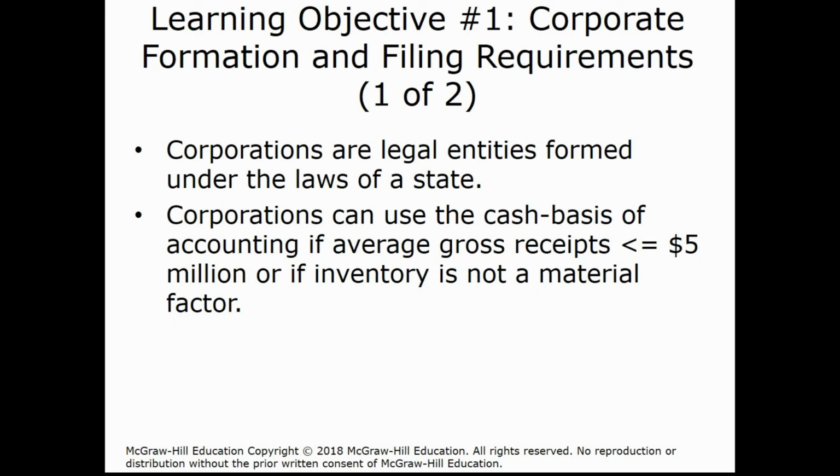Alright, so C corporations are not only legal entities, but they are taxable entities by the IRS, formed under the laws of the state of incorporation. Corporations can use a cash basis of accounting if the average receipts are less than or equal to $5 million, or if inventory is a non-material factor in their revenue generation. Most C corporations would be accrual.